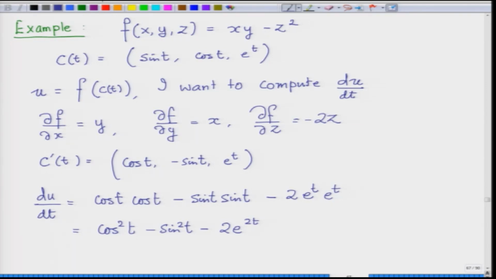In fact, u can actually be viewed as a function of t itself. If I put here, this can be written as sin t cos t minus e to the t squared, and then if you take the derivative du/dt, this is exactly what you would get as the derivative. Okay.